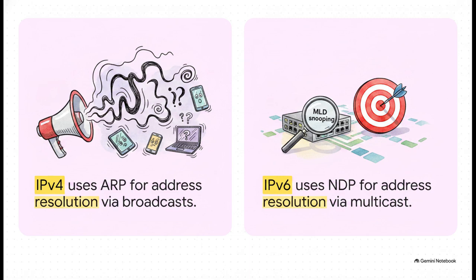You've got to replace all your old ARP command line tools with NDP commands, and crucially, you have to make sure your network switches support MLD, or Multicast Listener Discovery snooping. If they don't, they're going to treat this new multicast traffic just like broadcast traffic, and that leads to massive multicast floods crippling your infrastructure.